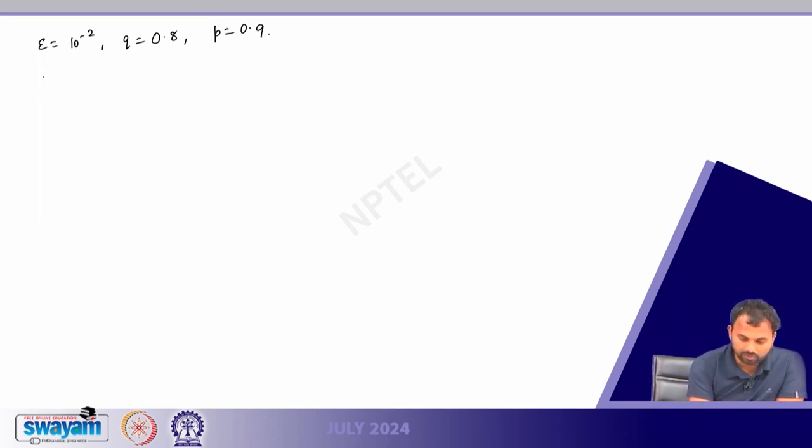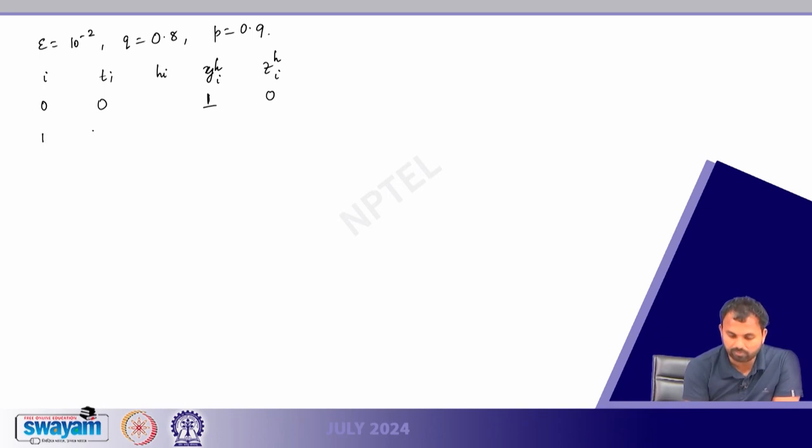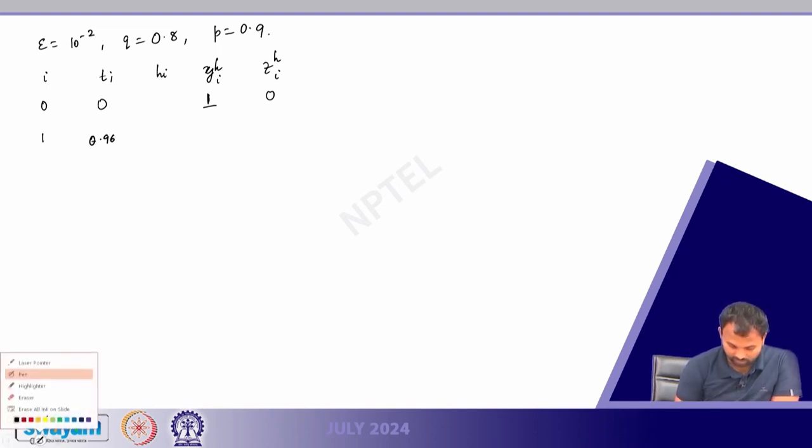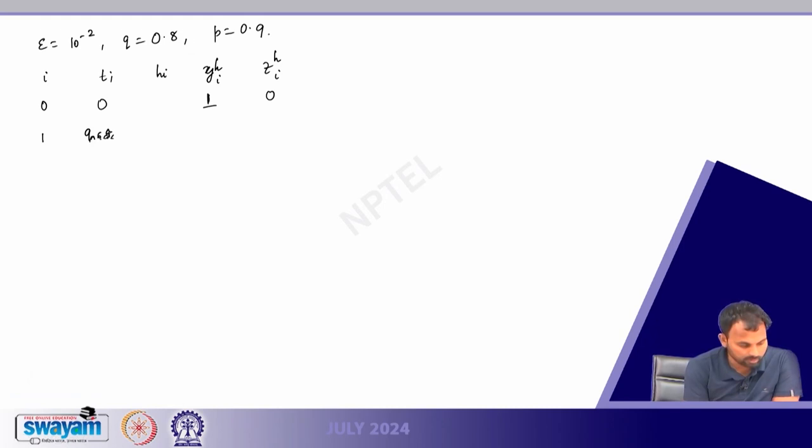So for each i, we can generate ti and then hi, and then we have y hi and z hi. Initially it will be i equals 0, then ti will be 0, h will remain as it is, y is this and z is 0. Then we have i equals 1, ti will be 0.96, and we can take it as 9.64.